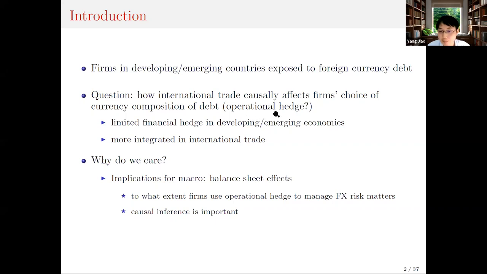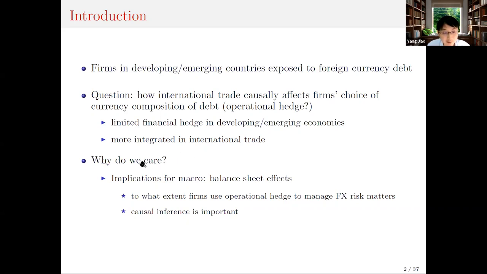This is actually coined as operational hedge. Operational means that firms use their day-to-day operations to hedge their risk, so this is about their sales and their inputs. We think this is particularly relevant for developing and emerging countries because there is very limited financial hedging in these countries, for example due to undeveloped financial markets. Also, in recent years these countries have been more integrated in international trade. So we think the relationship between international trade and the firm's choice of the currency composition of debt is important for firms' risk management.